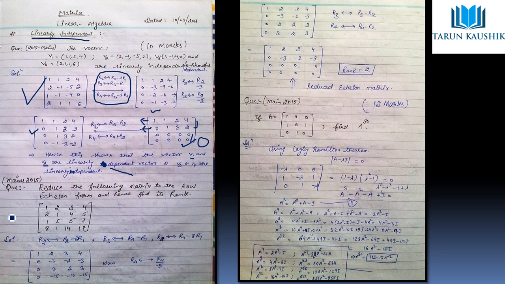So the matrix was given like this, and we are required to reduce the matrix to the row echelon form, and also find out its rank. As you can see, I followed this operation: R2 changes to R2 minus 2 R1, and similarly for the others. So I get this matrix. Again following the row operations, I got the matrix like this, and again doing the row operations, at last I got the matrix in this form.